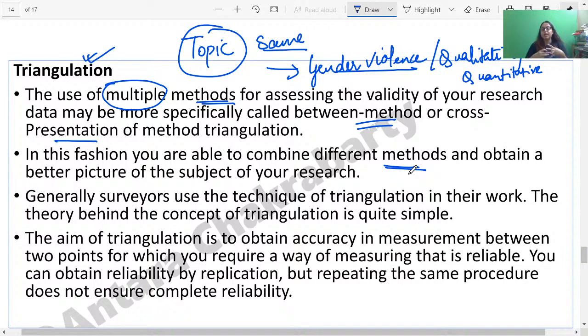काफी टाइम ये होता है कि gender violence में अगर आप सिर्फ quantitative या qualitative कर रहे हैं, it gets very limited. So we don't want to limit that process. Okay. Now, generally, surveyors use the technique of triangulation in their work. The theory behind the concept of triangulation is quite simple. The aim is to obtain accuracy in the measurement between 2 points.